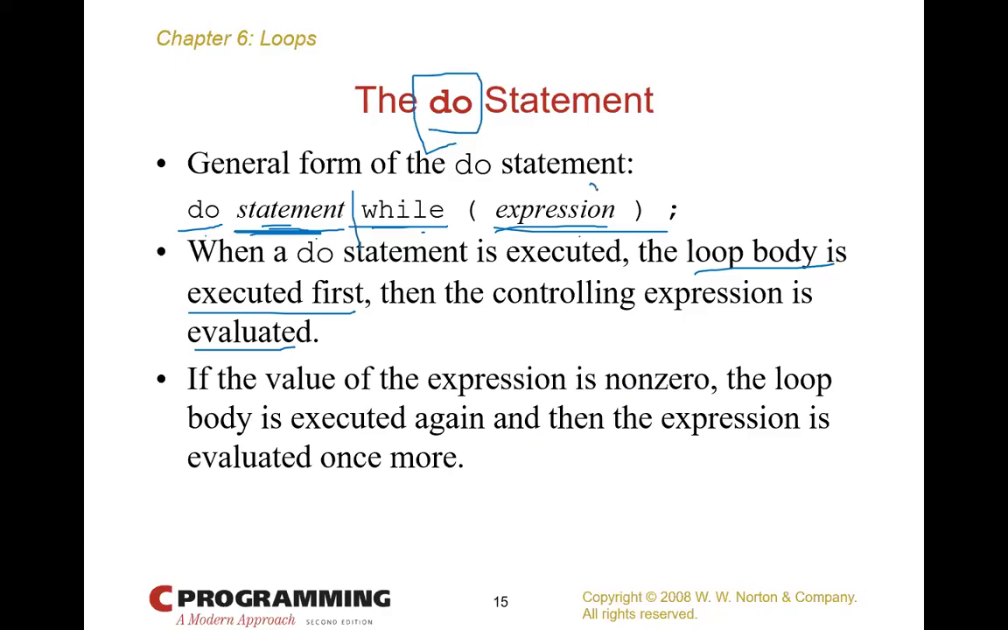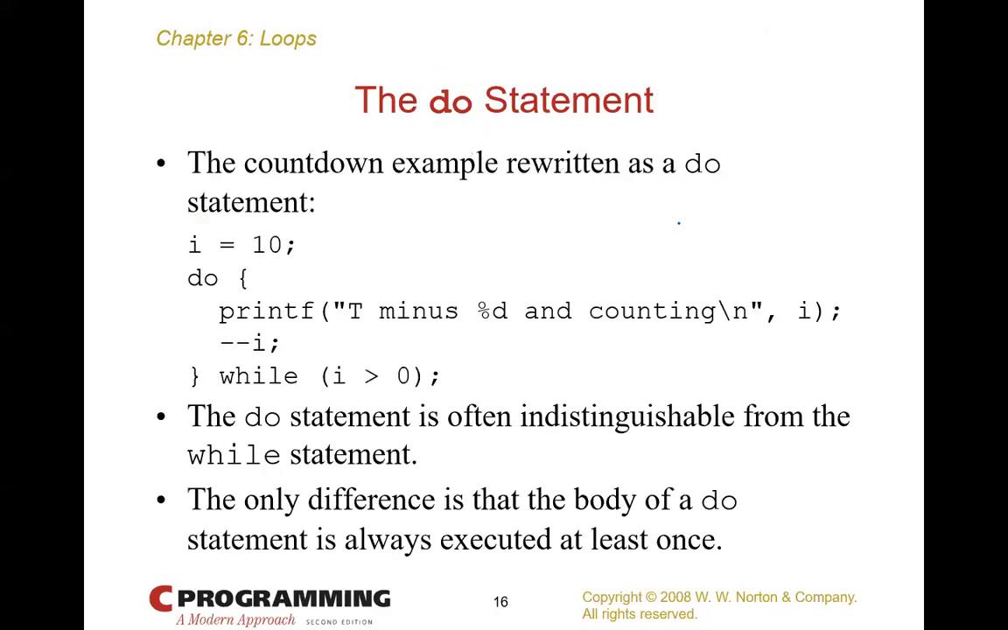I mean, if we test this expression and it is non-zero, remember zero is false in C. 0 is false for this kind of structures. So if the value is 0, it means stop. But if it is any other thing except 0, then it is non-zero. So we execute this body again and we come back to test. So we execute as many times until it becomes false.